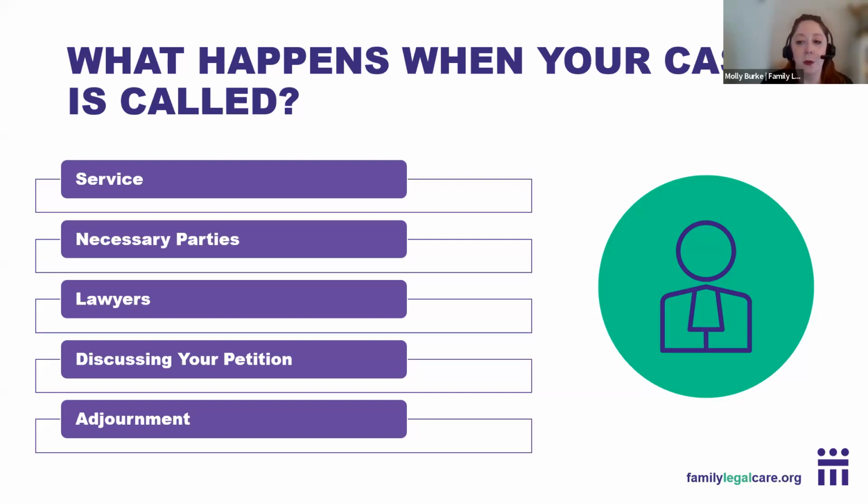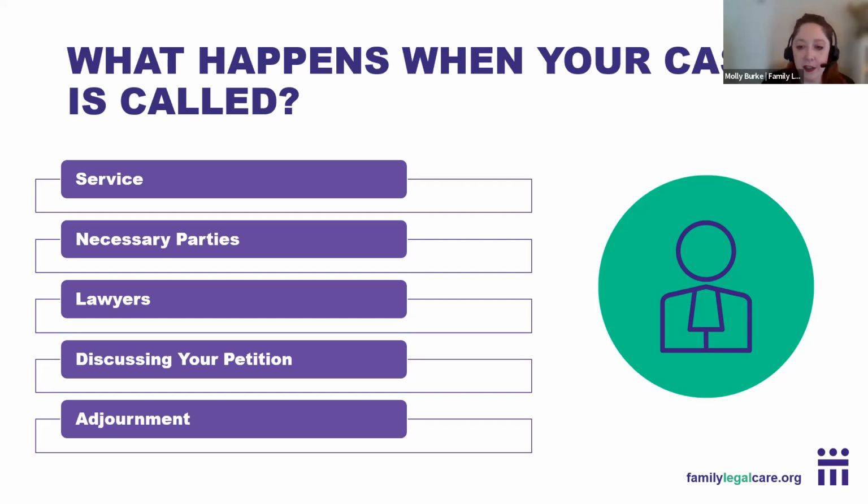Next, the jurist will want to make sure that everyone who is supposed to be there is there. Anyone who is supposed to be there is a necessary party. So for example, if a non-parent caretaker is filing for guardianship, they must be sure to serve both legal parents of the child. The legal parents are the necessary parties.